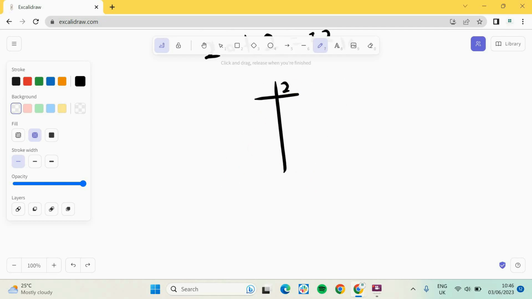So 22, divide this by 3. 3 in 22, that will give you 7, right? With a remainder of what? Of 1, great. So 3 in 7 will give you 2, right? With a remainder of what? 1, because 3 times 2 is 6. 7 minus 6 is 1.